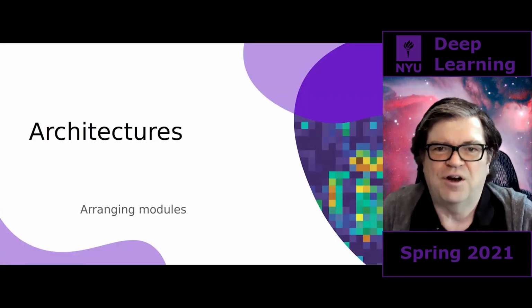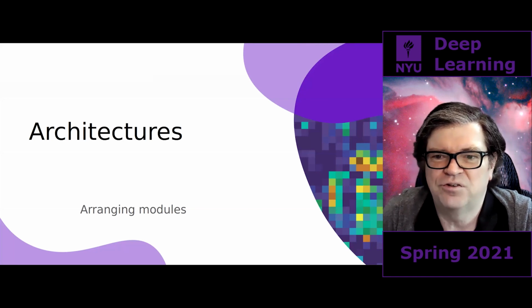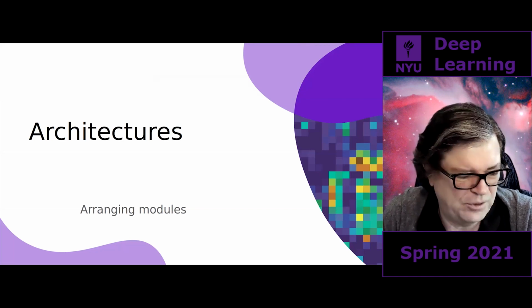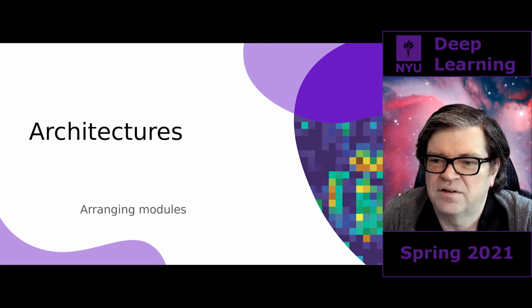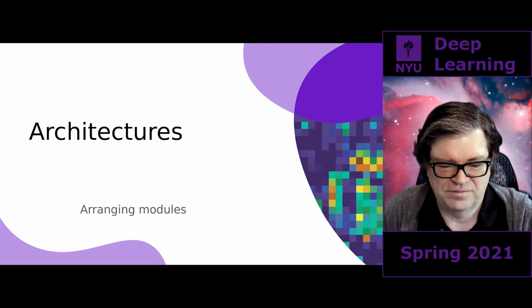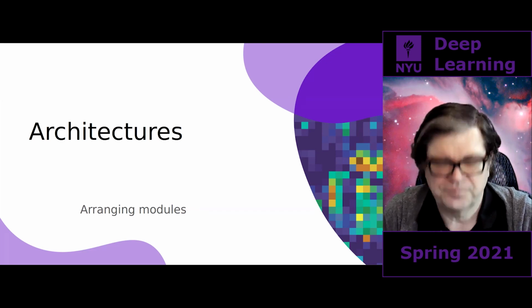So architectures really are different ways of arranging modules to build neural nets. Any question at this point, by the way? We've been answering questions on the chat on the fly. Awesome. Thanks.